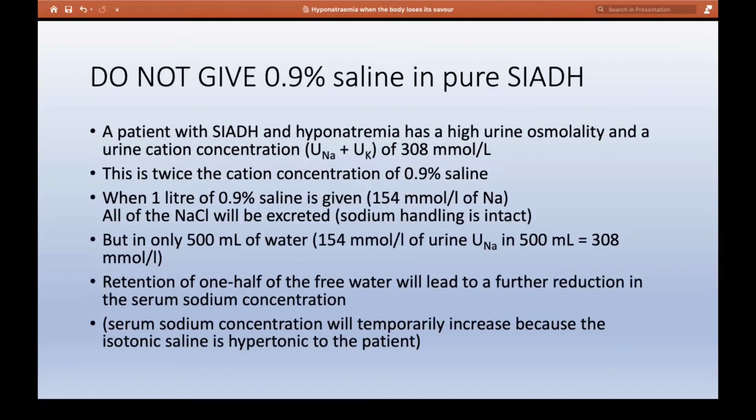One last slide. Do not give 0.9% saline in pure SIADH. Because what happens when you give 1 liter of normal saline is that all of the sodium chloride will be excreted, because in SIADH the sodium handling is intact, right? So when you give 1 liter of saline, half of that will remain as free water and will further reduce the concentration of sodium and cause more and more hyponatremia. You are doing more harm by giving saline.